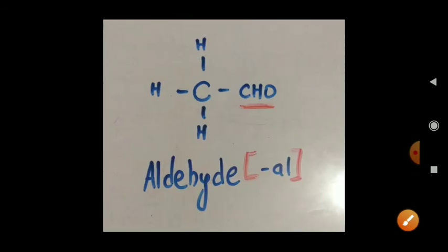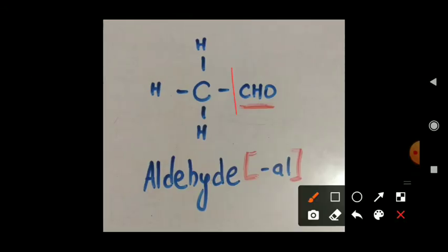The second one is aldehyde. When hydrogen is replaced by the CHO group, meaning carbon double bonded to oxygen and single bonded to hydrogen, it becomes an aldehyde. For example, methanal, ethanal, propanal, butanal, pentanal, hexanal. This is the homologous series of aldehyde, and its suffix is al. Al is put at the end of that name.